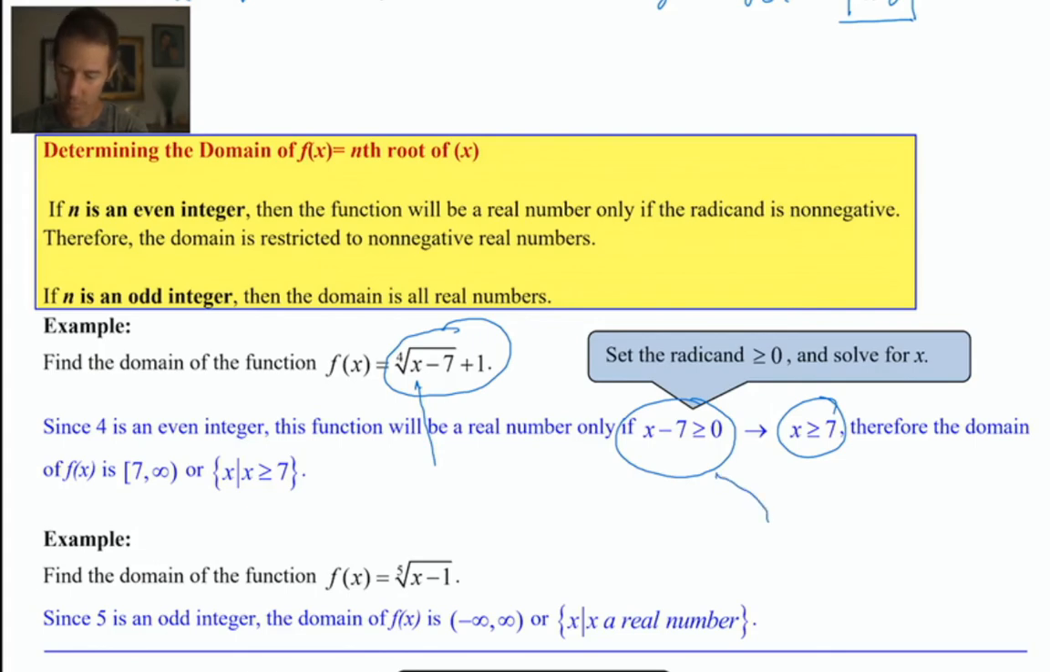Let's plug in a number that's bigger than 7, right? Greater than or equal to 7. Plug in an 8. 8 minus 7 is 1. Can I take the 4th root of 1? Absolutely. All right, what you don't want to do is plug in a 6 or a 6.999 even.